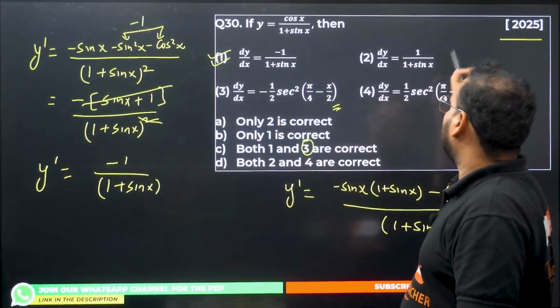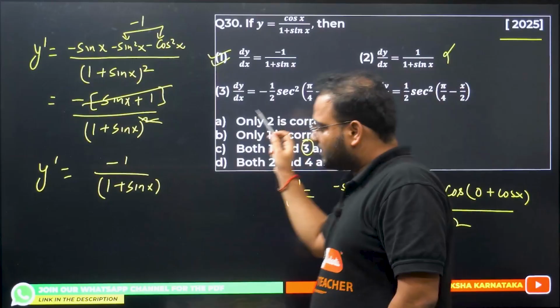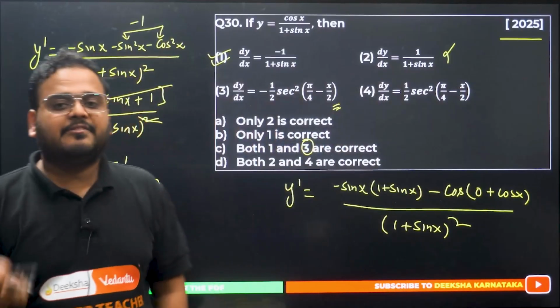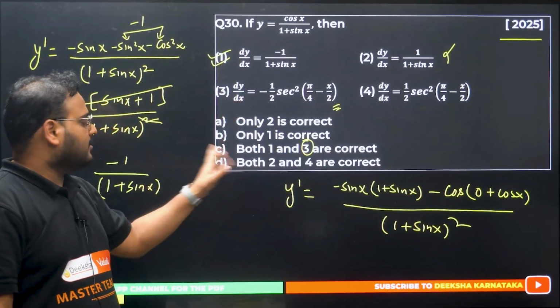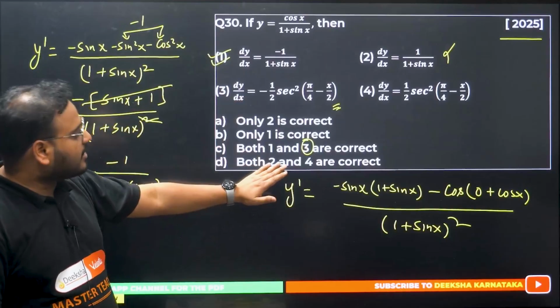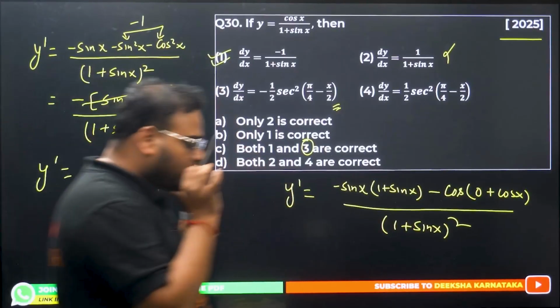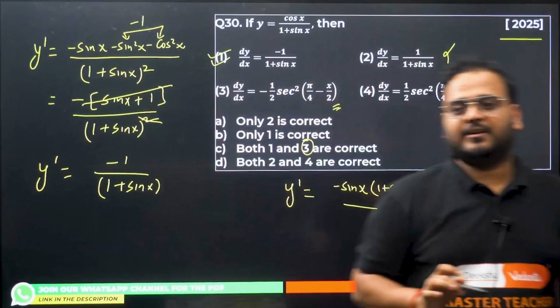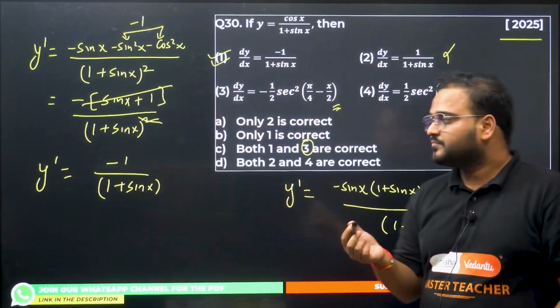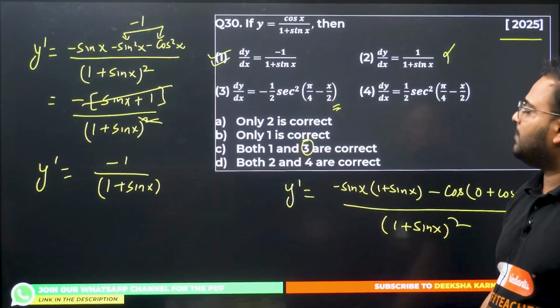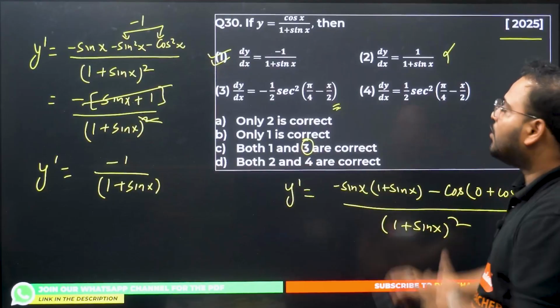The second one is of course wrong. So check the third one. If we get the third one correct, it means C is the right option. If you don't get the third one correct, we'll move on to option B. I hope this is clear, how to pick the options to verify. Why would you verify all the options? So far I have minus 1 upon 1 plus sin x. See here, you want to get sec square.